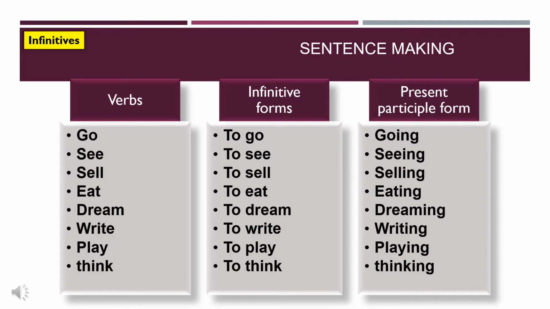In this portion, I would just like to mention another form of verb, the present participle form of verbs. When you put a "to" before a verb, you get an infinitive. But when you add "ing" after that verb, you will get the present participle form of that verb, like going, seeing, selling, eating, dreaming, writing, playing, thinking. So, to think is an infinitive. Thinking is the present participle form.